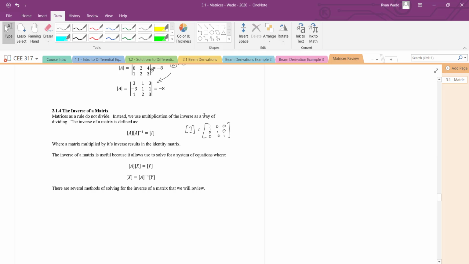It can actually be really useful because it'll help us solve a system of equations. So if we say that A times x is equal to y, we could have something like this: A1,1, A1,2, A2,1, A2,2. So that's matrix A times x1, x2 is equal to y1, y2. We can actually use that property of the inverse to solve for our values of x.